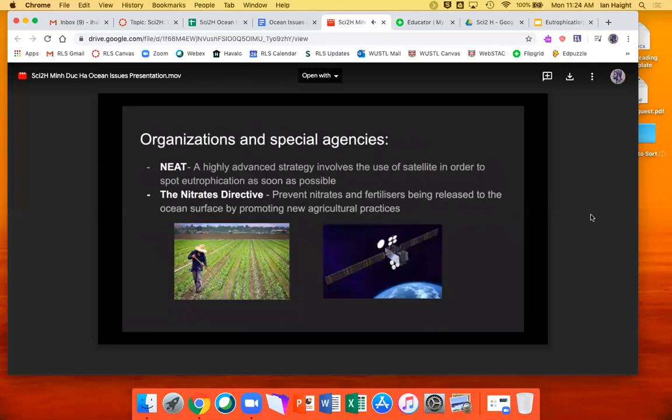Some of the organizations and special agencies that have contributed in order to solve eutrophication. The first one is NEAT, a short term for a highly advanced strategy. It involves the use of satellites in order to spot eutrophication as soon as possible. Although this method is a little bit pricey, it's very beneficial. The second one is the Nitrates Directive. It prevents nitrates and other fertilizers from being released to the ocean by promoting new agricultural practices.